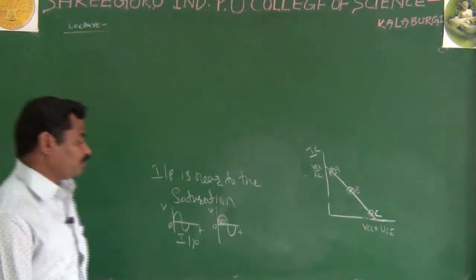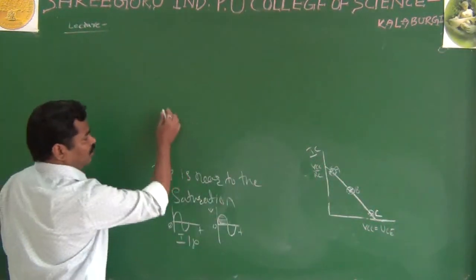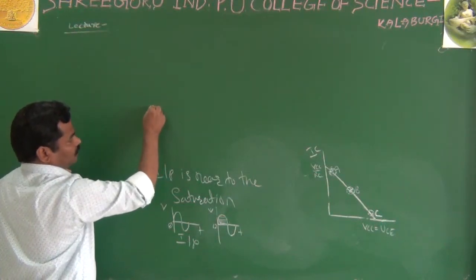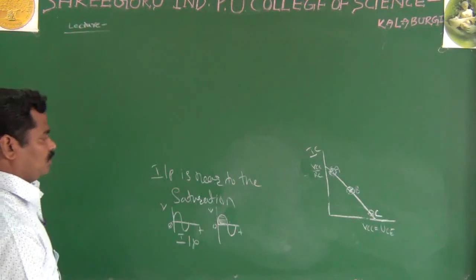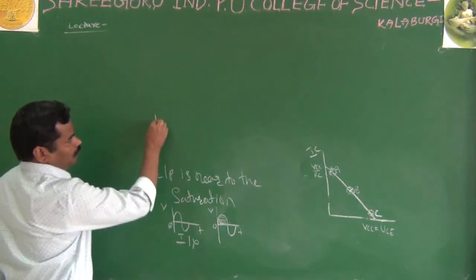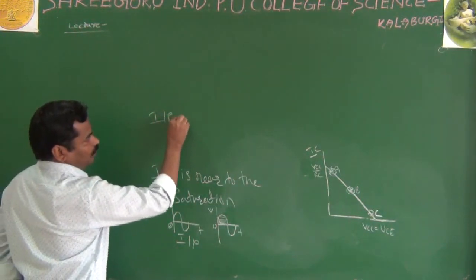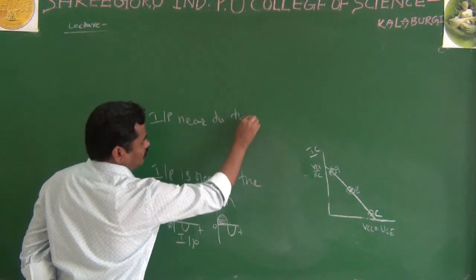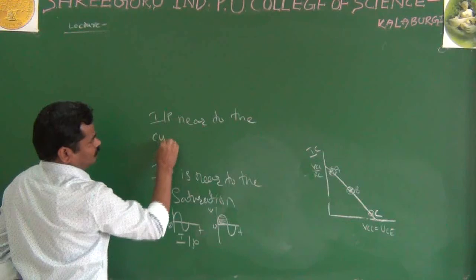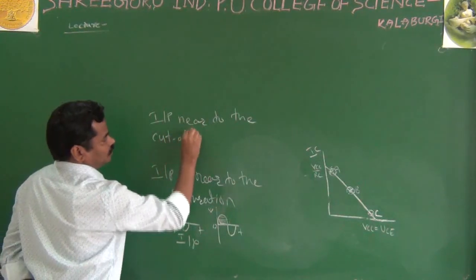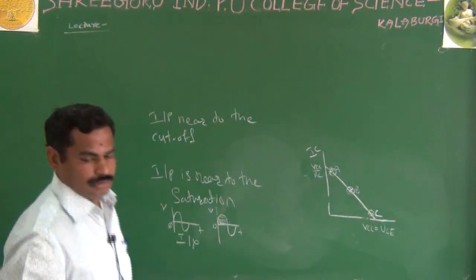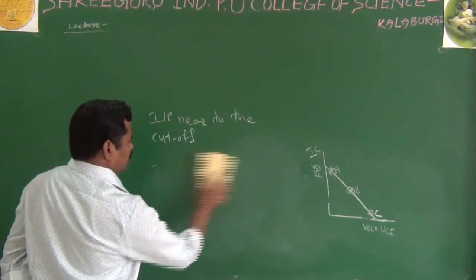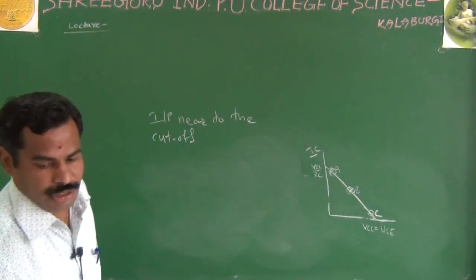If the Q point is near the cutoff region and you apply the input signal near the cutoff, then what happens?